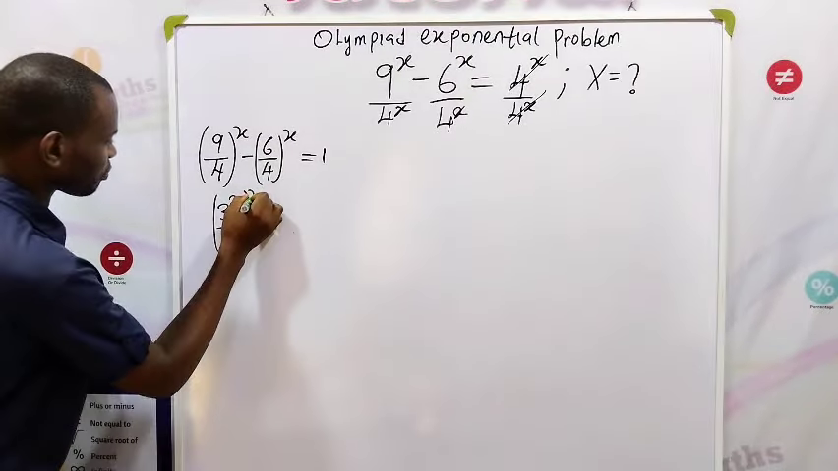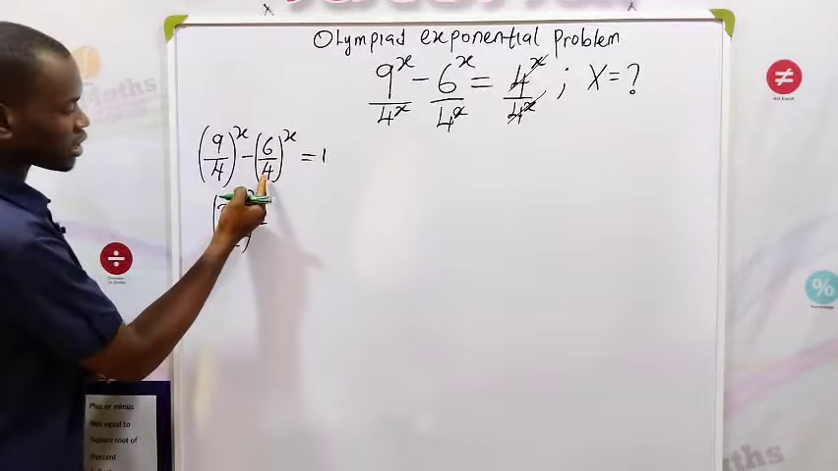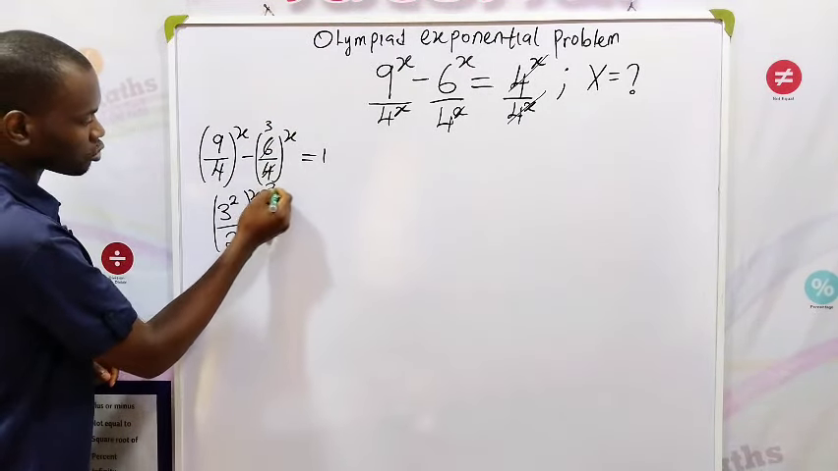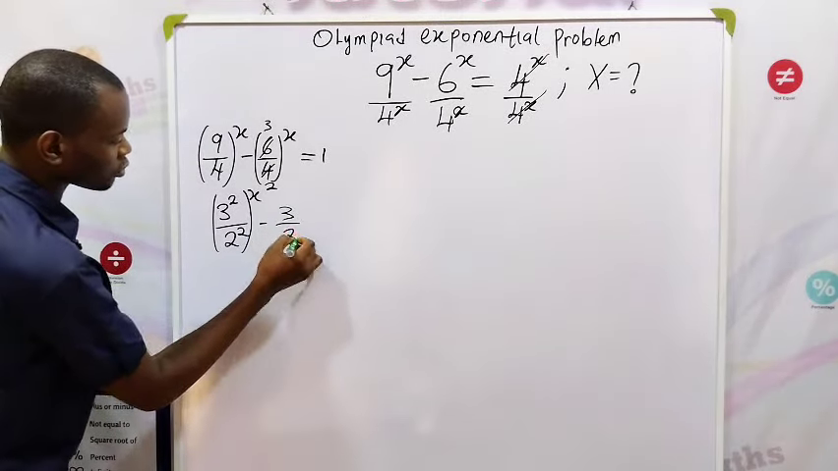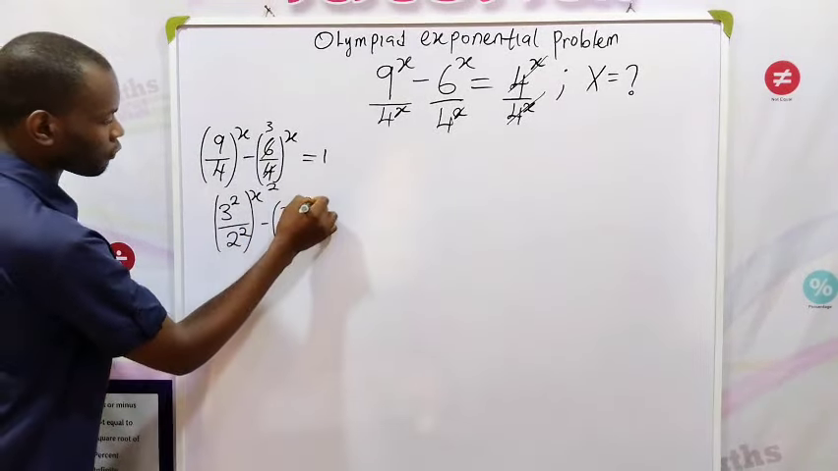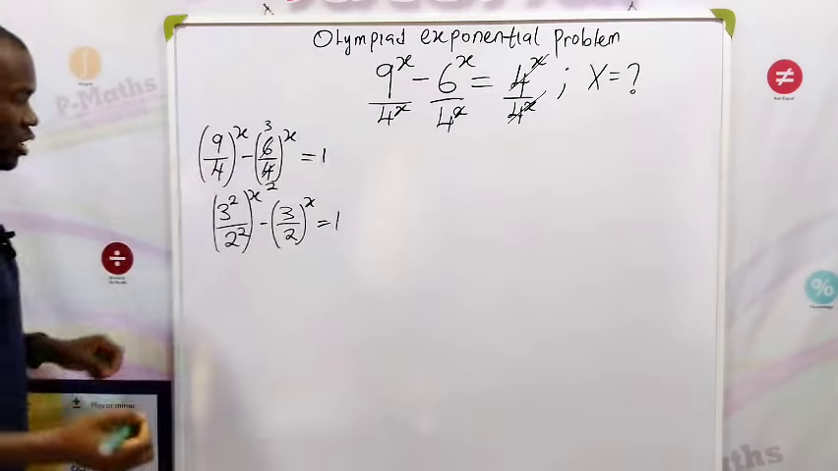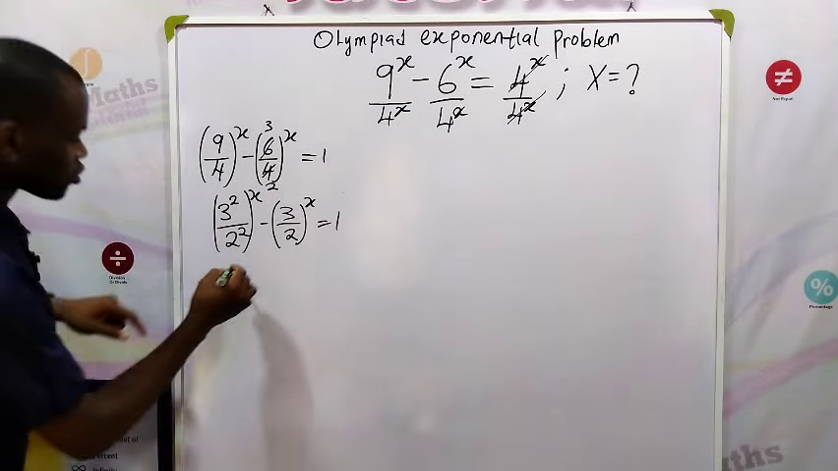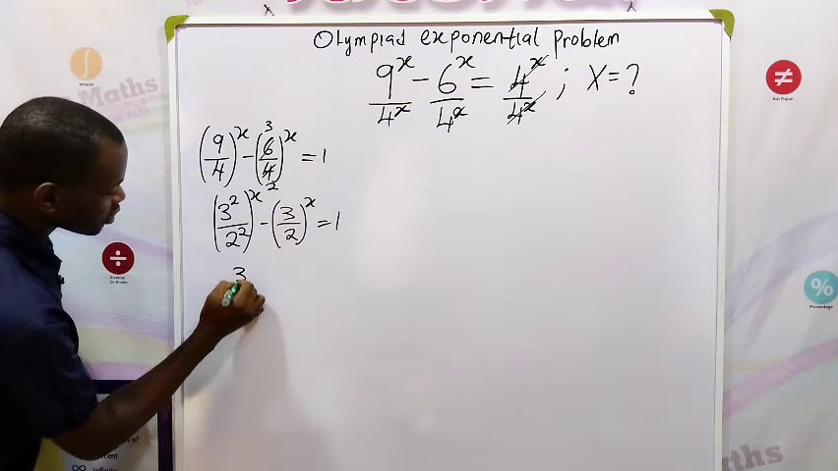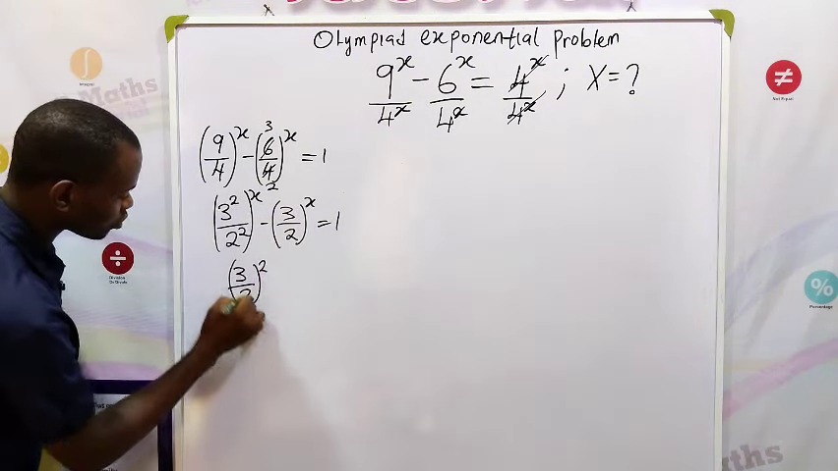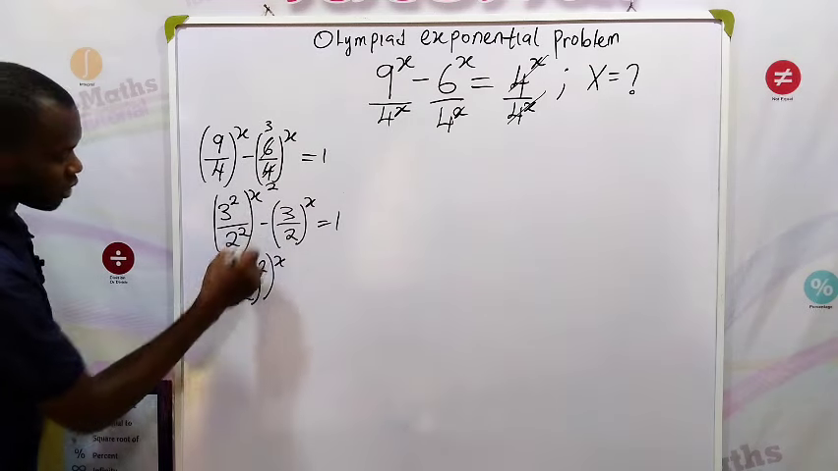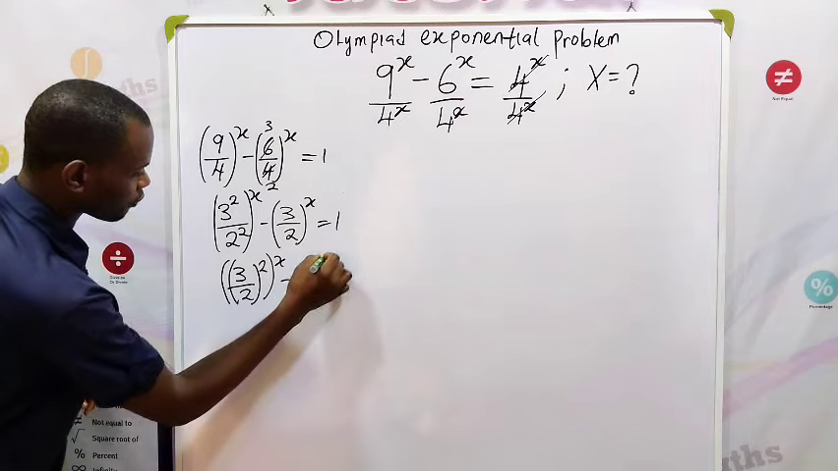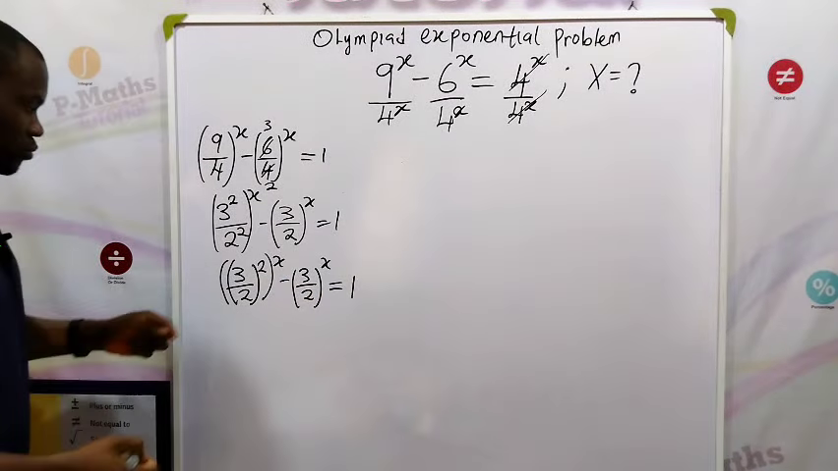Remember that all is raised to the power of x, minus here 2 can divide 6 and 4. So 2 divides 6, 3. 2 divides here, 2. So we have 3 over 2 all raised to the power of x equals 1. Now what else do we do? The power here, they are common. Power 2, power 2. So we can write the common power again. 3 over 2 all raised to power 2 all raised to power x, the x outside here, minus 3 over 2 raised to the power of x equals 1.